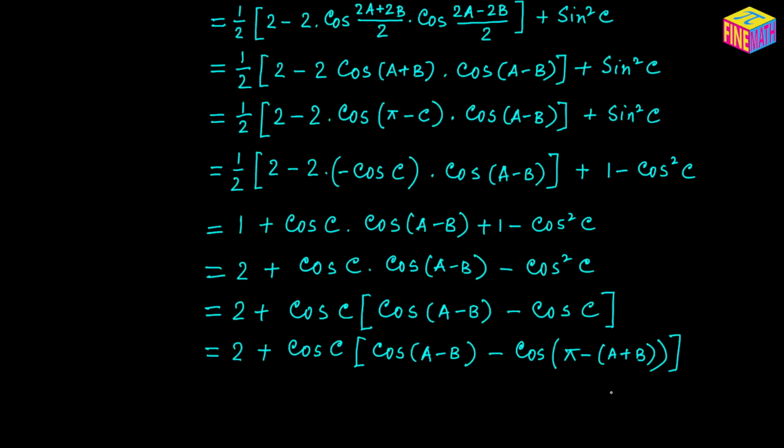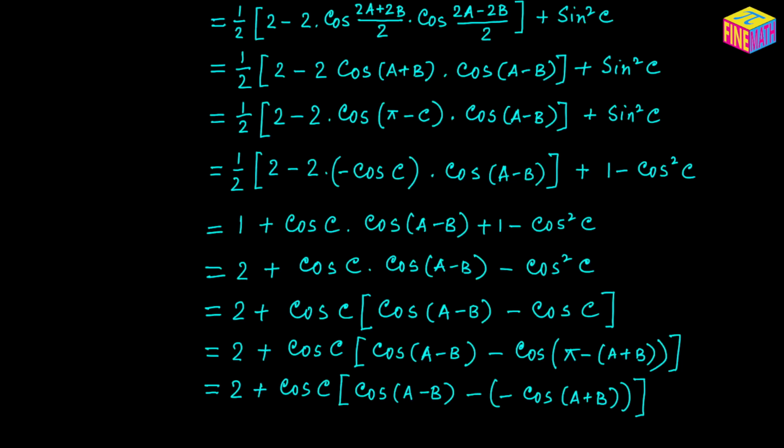Think about it. The angle C can be written as pi minus the sum of the other two angles, because their sum is pi radian. So one of the angles can be represented as pi minus the sum of the other two. And now let's simplify this a little bit. So this can be written as 2 plus cosine of C times cosine of a minus b, and this will become minus negative cosine of a plus b.